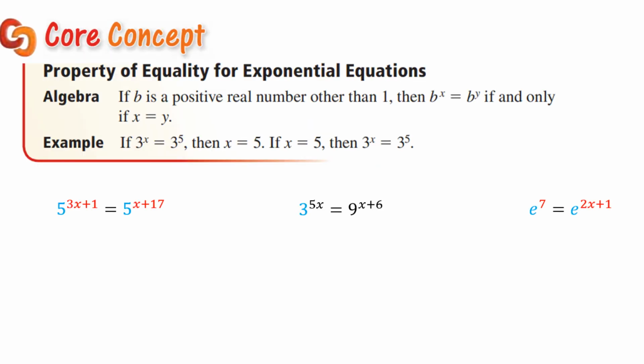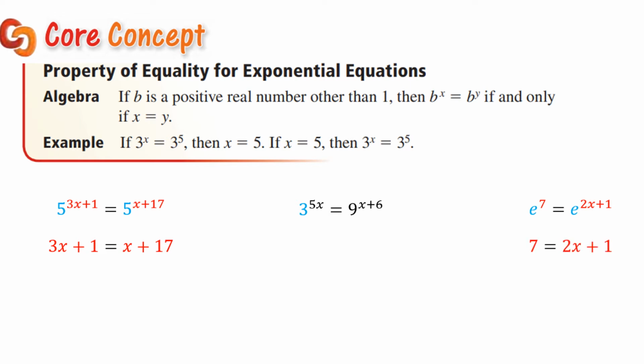Let's use this property to solve for x in each of these three equations. When we look on the left and the right, we see that we have two equations with bases of 5 and bases of e. Let's solve these two things simultaneously. Our property tells us that if the left and the right-hand sides are equal and the bases are equal, then the exponents have to be equal also. So we can take 3x plus 1 and set it equal to x plus 17. And on that right example, we can also take 7 and set it equal to 2x plus 1.